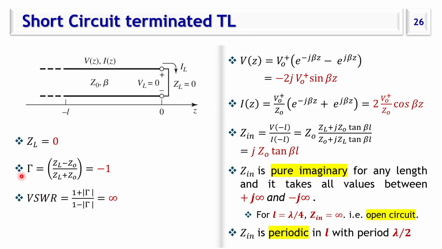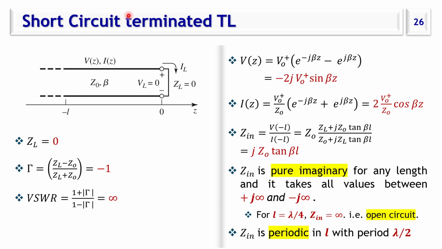The voltage V(z) would have this expression, an imaginary constant multiplied by V naught sine beta z. The current would be cosine beta z. The input impedance would be pure imaginary, j multiplied by tan beta L. So it can go anywhere from plus infinity to minus infinity.